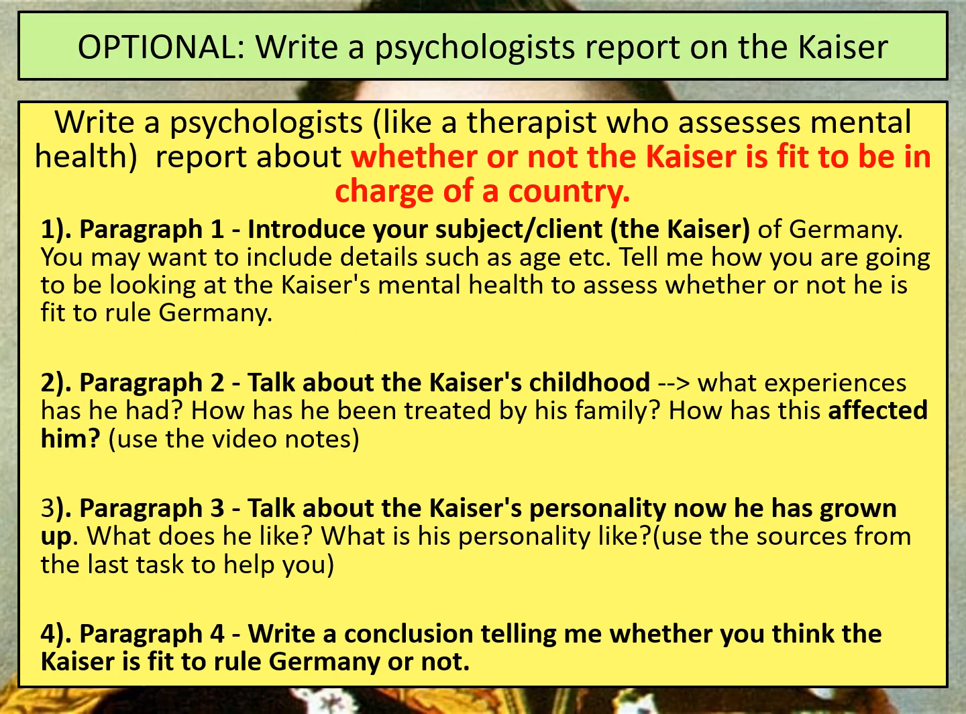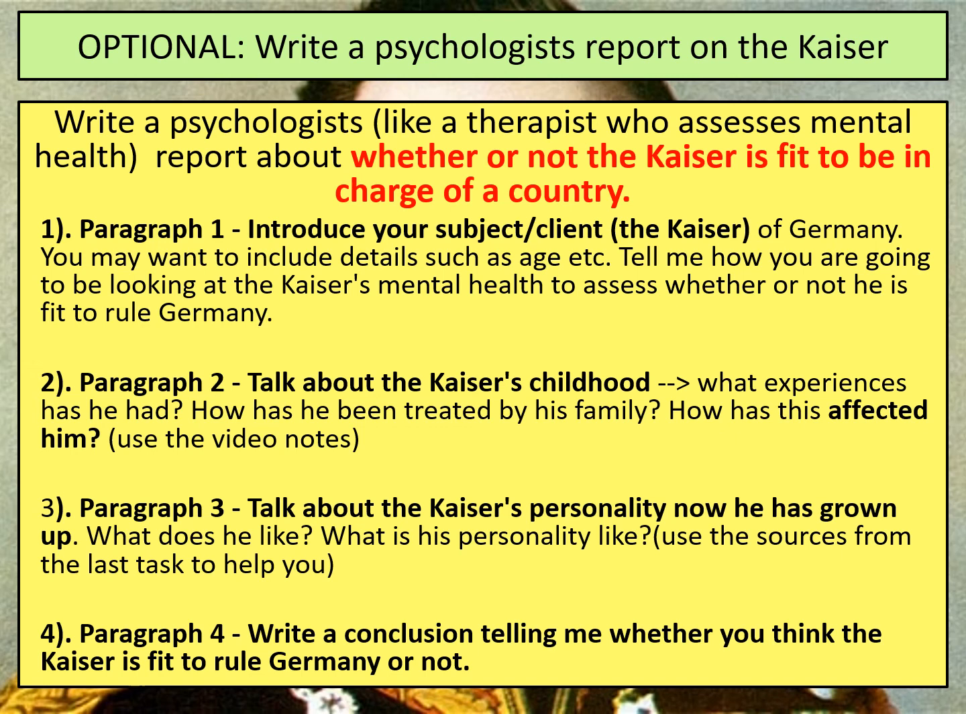Okay, so this is the optional task. You could be doing this one or you could do the one that was on the previous slide. But if you choose this one, you're going to be writing a report as if you're a psychologist looking at the Kaiser and thinking about, is he fit to be in charge of the country? Now, if you do this, I do 4 paragraphs. Paragraph 2 and 3 are going to be much bigger than the others, but it also gives you an introduction and conclusion. So to start with, you'd talk about introducing your subject, the Kaiser.